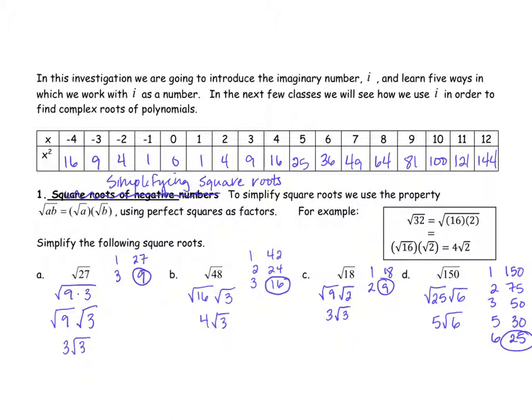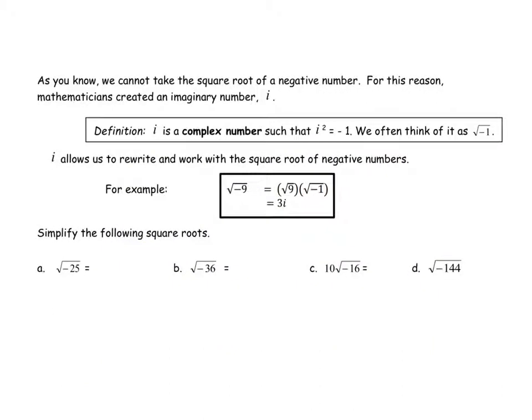So that's simplifying square roots, something that I want you to be familiar with so that we can talk about how we split that in imaginary numbers. So now we know we can't take the square root of a negative number. So mathematicians created the imaginary number i. So i is a complex number such that i squared equals -1. We often think of it as the square root of -1. So this right here would be an important thing to write down in your notes. If it were me, that's what I would do.